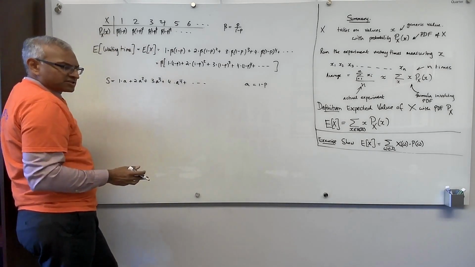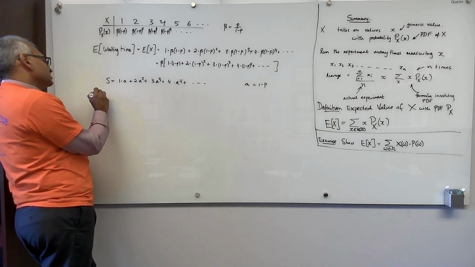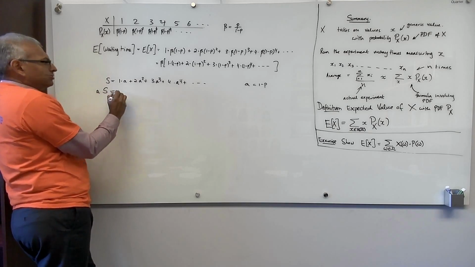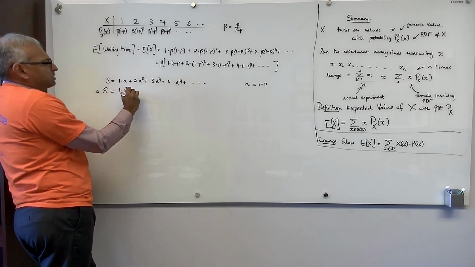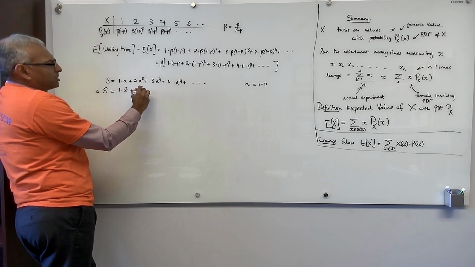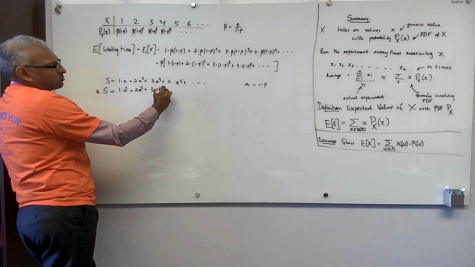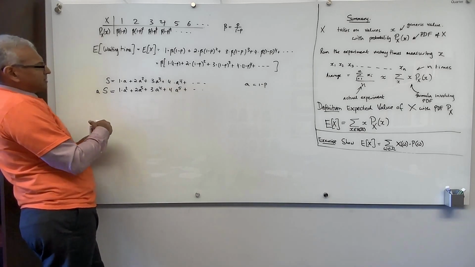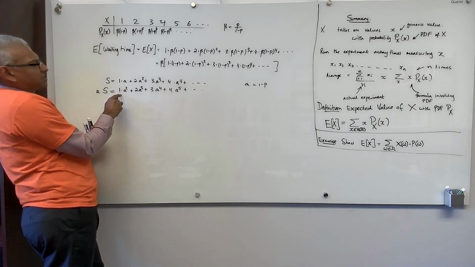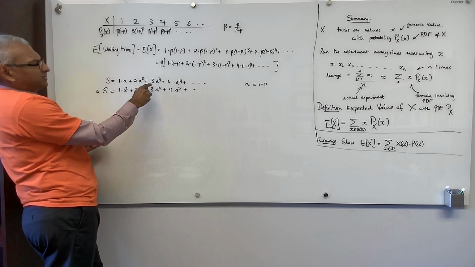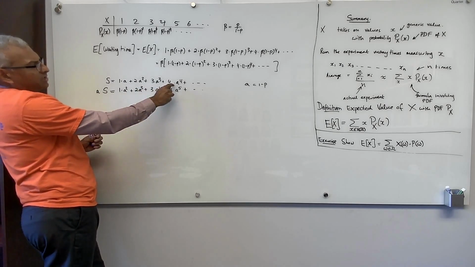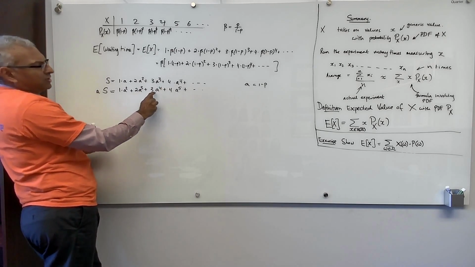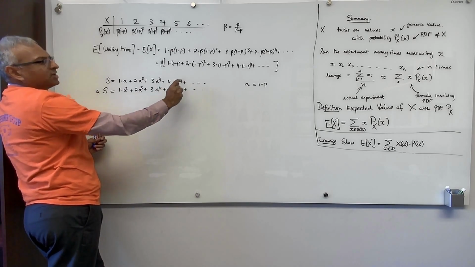This is one of the standard things we do with geometric series. We multiply by the common ratio, so a times s is equal to 1 times a squared plus 2 times a cubed plus 3 times a to the fourth plus 4 times a to the fifth plus and so on. And what you'll notice is that we have 2a squared and 1a squared, 3a cubed and 2a cubed, 4a fourth and 3a fourth, 5a fifth and 4a fifth.